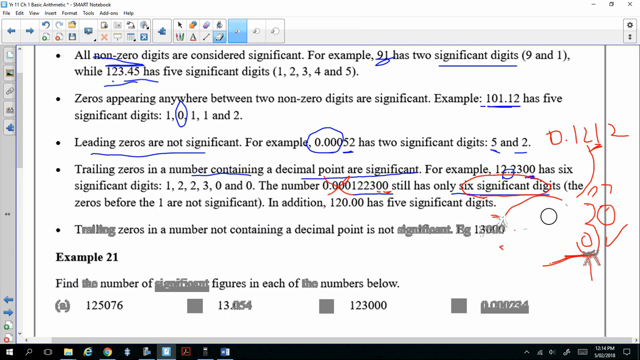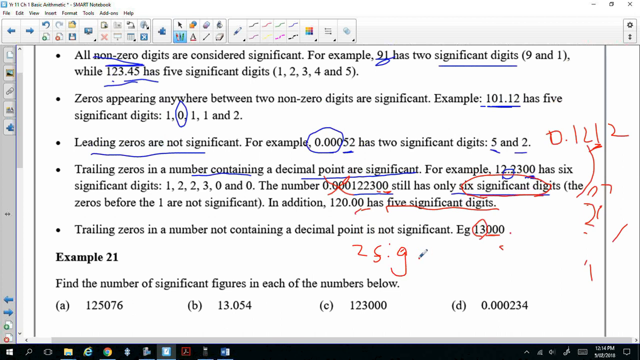Next one, this has 5 significant digits because the 0s at the end after the point are counted as significant. So there are 5 significant digits. However, if the 0s are in front of the dot, these are not counted as significant, so that only has 2 significant figures. So it can be a bit confusing. Okay? Let's do some examples.